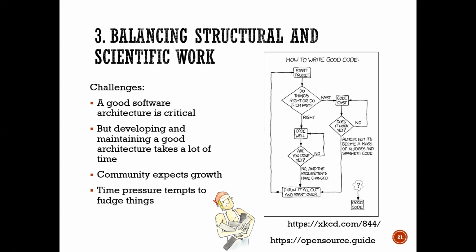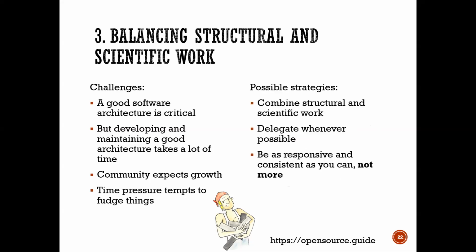This is summarized in this XKCD cartoon about how to write good code, which essentially says you have the choice between making things right or making them fast, but in neither case, you will arrive at good code. But there are strategies around this problem. For example, oftentimes it's possible to combine work on the structure with a certain scientific application. And I will come back to an example later.